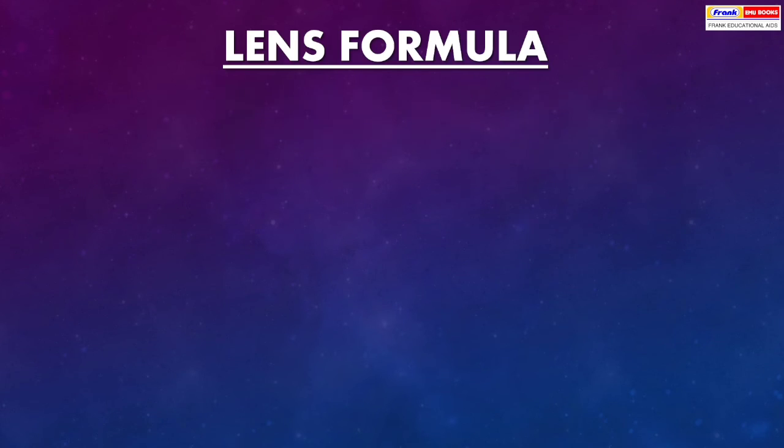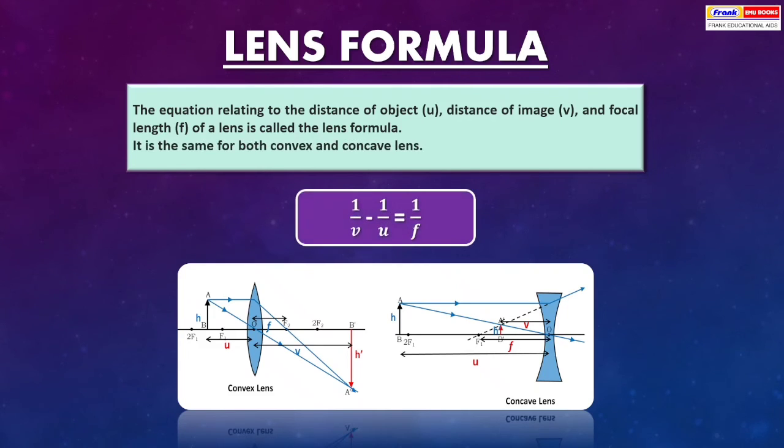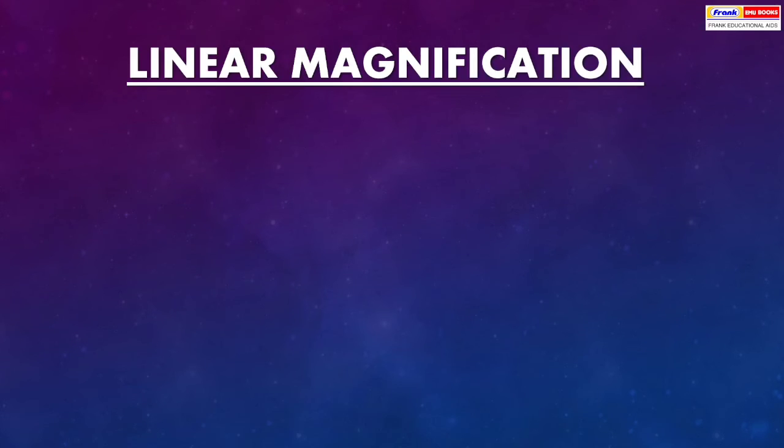Lens formula. The equation relating the distance of object u, distance of image v, and focal length f of a lens is called the lens formula. It is the same for both convex and concave lens. 1 by v minus 1 by u is equal to 1 by f. This is the lens formula.